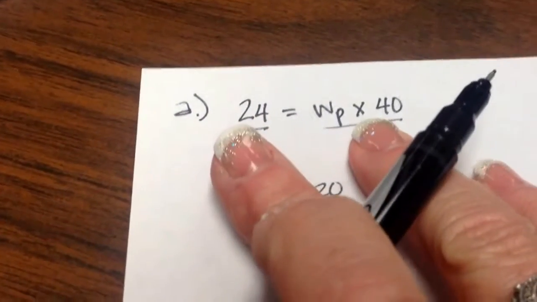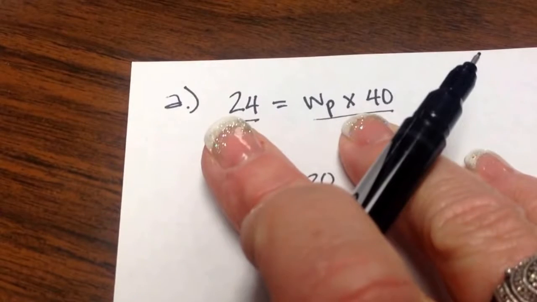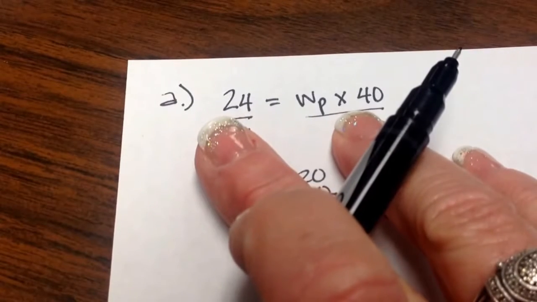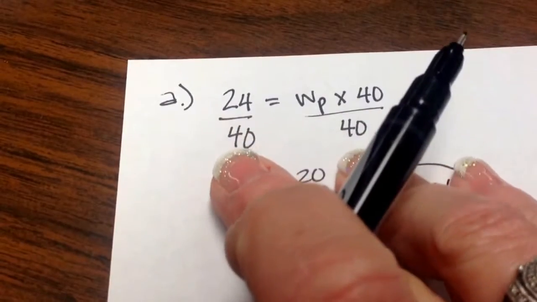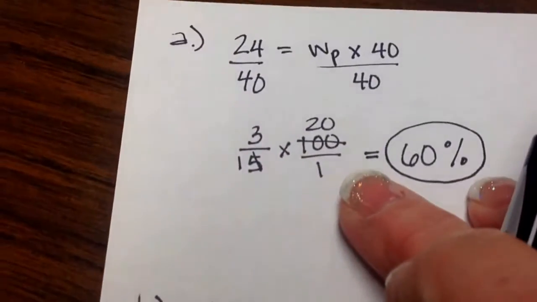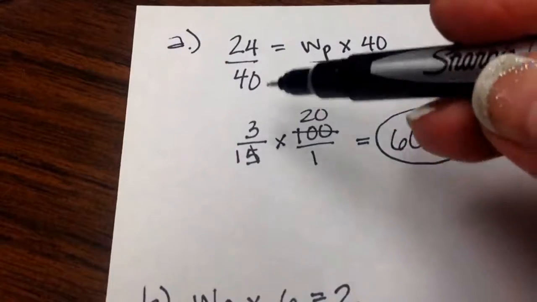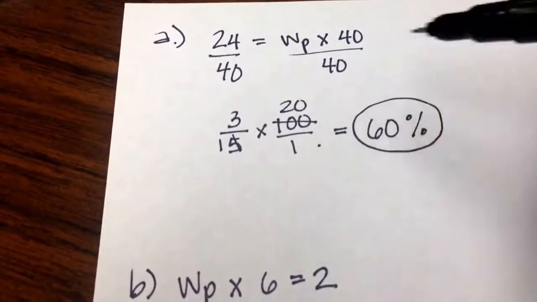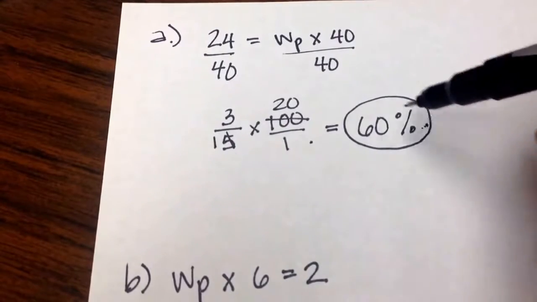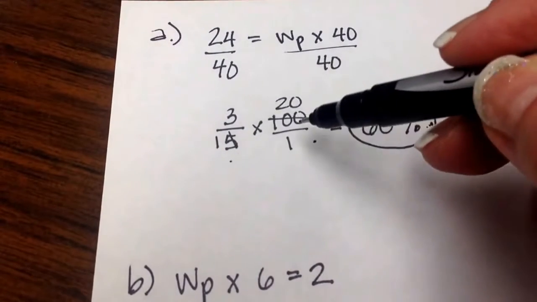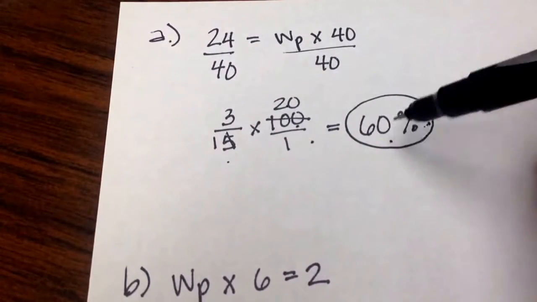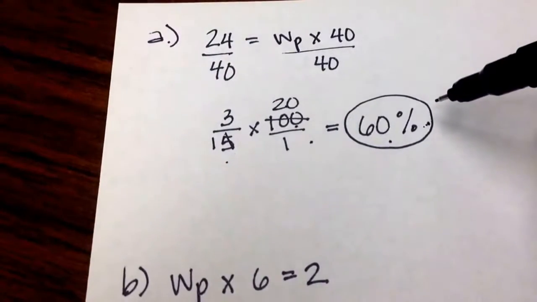Here we have 24 is what percent of 40? We're going to do what? Divide both sides by 40. Really? And then I'm going to reduce this fraction to 3 over 5, and then I'm going to multiply times 100 to get my percent. And 5 can go into itself once. 5 goes into 100 20 times. 3 times 20 is, ding, ding, ding, 60. So my answer is 60%.